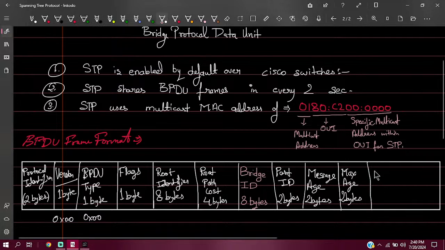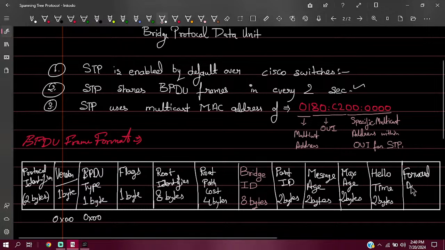Then comes the hello time. Hello time, guys, is what we call the frequency of sending out the BPDUs. Here it is written every 2 seconds, that is basically the hello time. And finally, at the end, would be your forward delay.